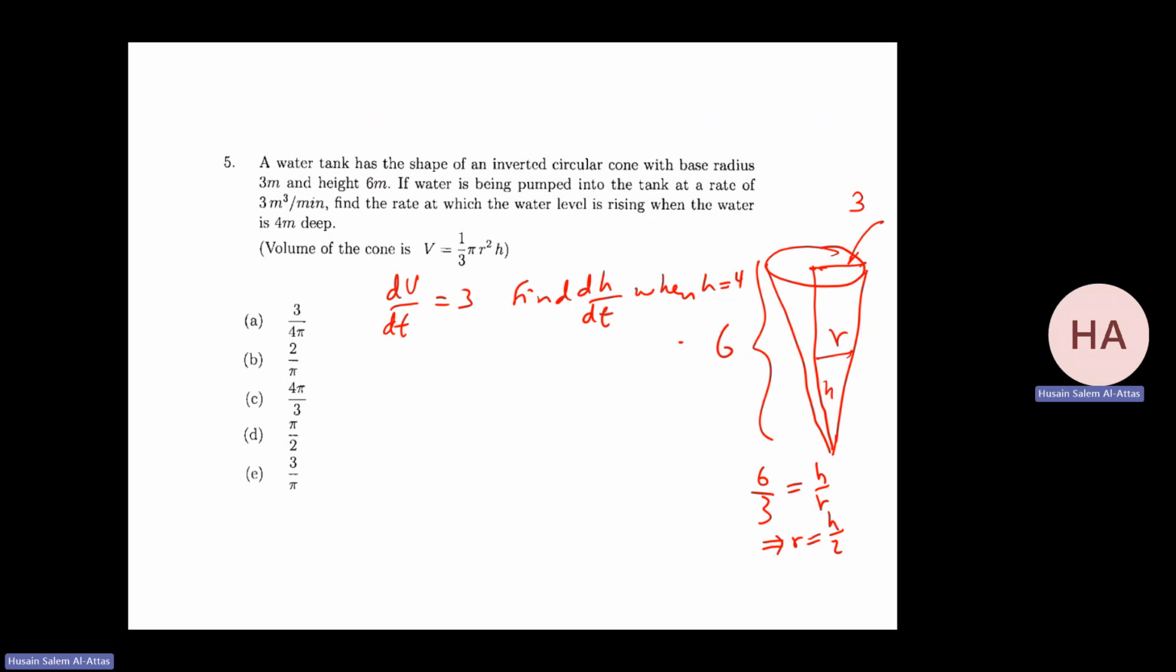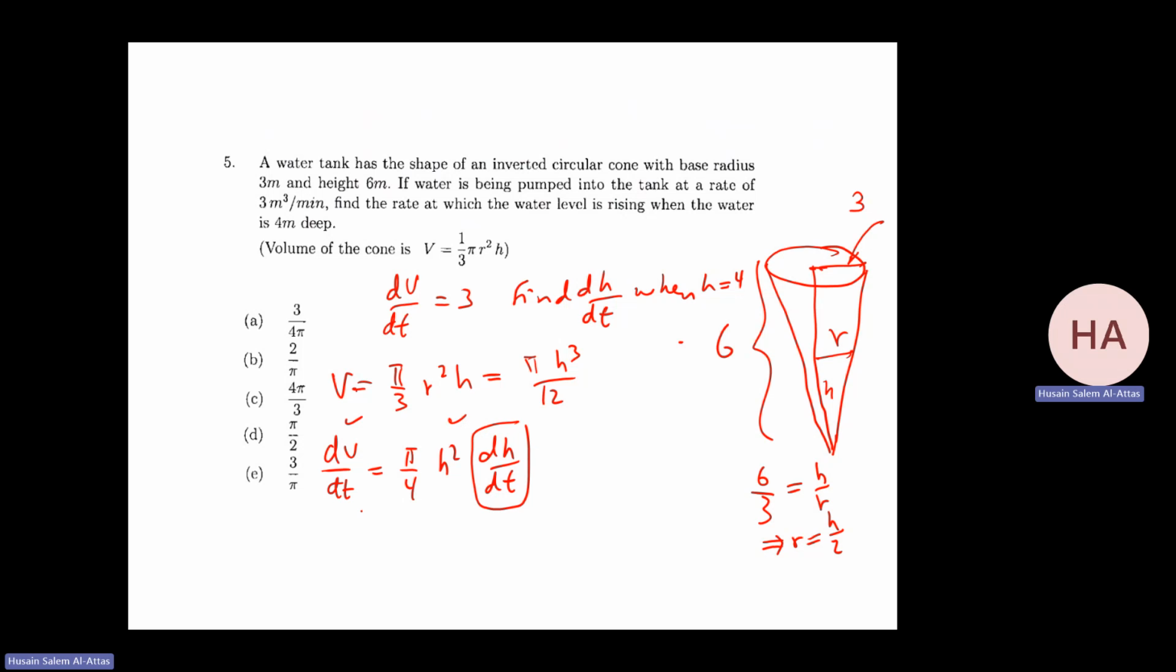I have 2R equal H, so R equal H over 2. Same thing exactly. V equals 1 over 3 pi R squared H, and that's H over 2, so that will be pi H cubed over 12. So dV by dt will be pi over 4 h squared dh by dt. So this is given, this is given, this is what I'm looking for.